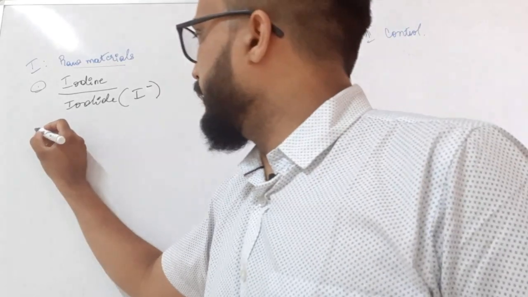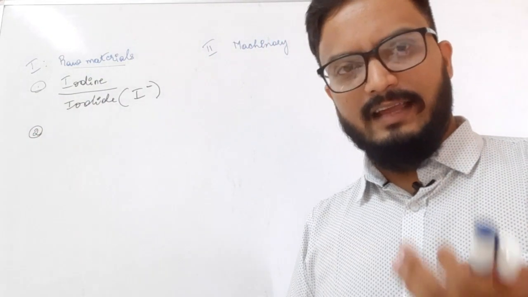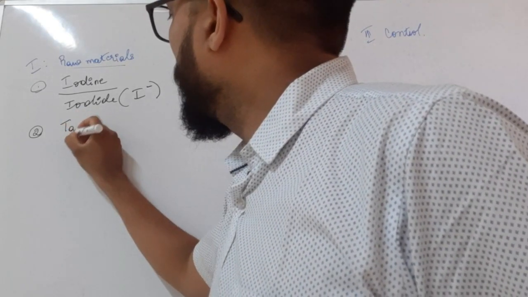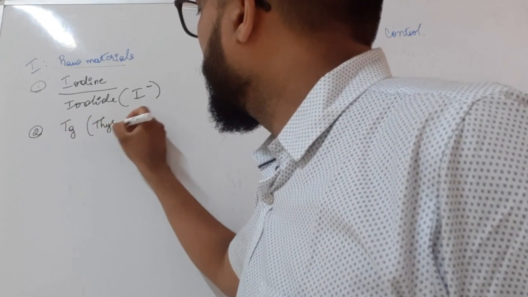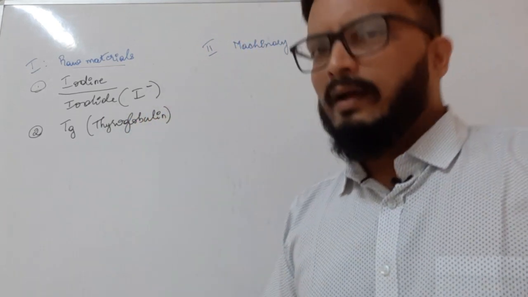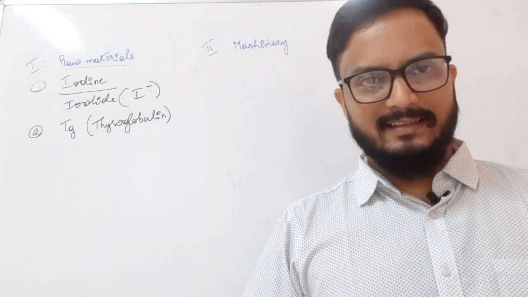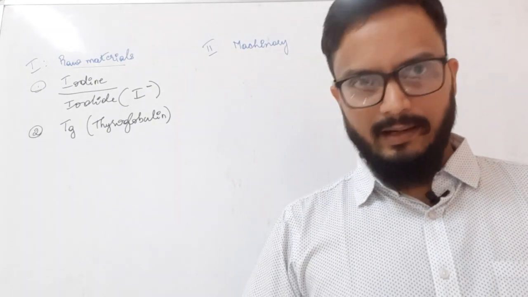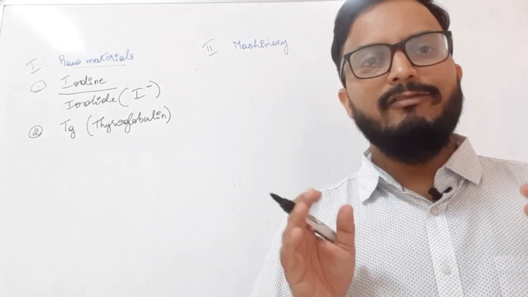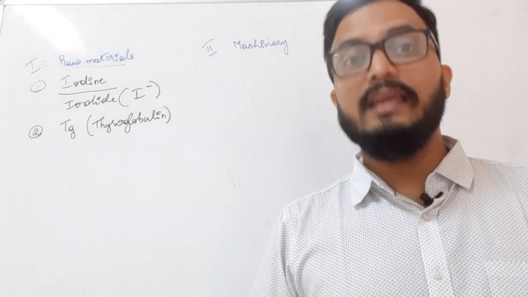The second important raw material involved in the production of the thyroid hormone is thyroglobulin. Thyroglobulin is a glycoprotein that is synthesized by the thyroid follicular cell. It is about 660 kilodaltons. It forms the backbone on which T3 and T4 are formed.